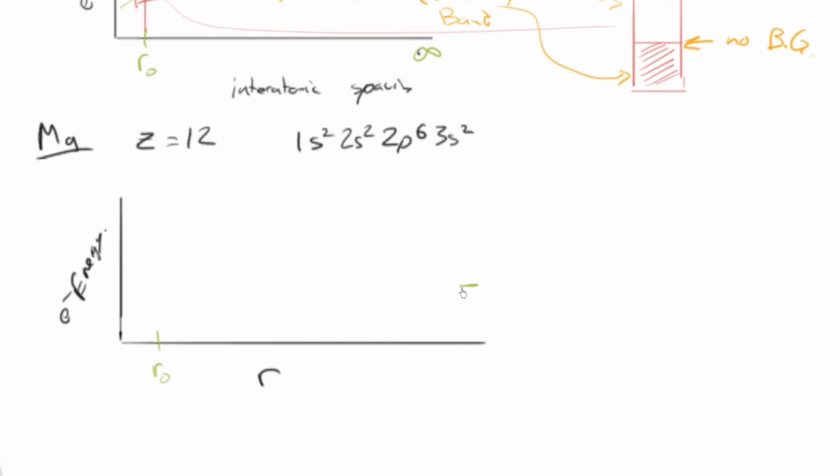And this time it's the 3s. But this time we've got 2 electrons in it. And similarly, it's going to spread out like this. And this time, though, even at absolute zero, all those states are occupied. Uh-oh.